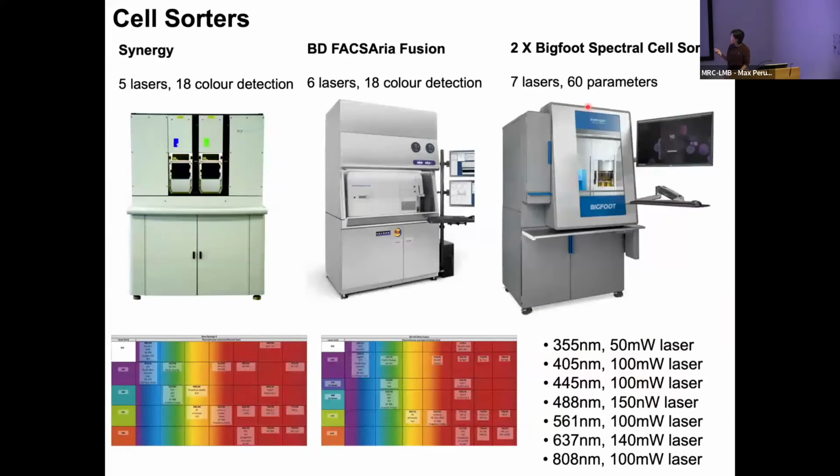We have 4 cell sorters. From the left is this older model, the Synergy, and in the middle is the BD FACSAria Fusion and 2 Bigfoot spectral cell sorters. They are all high-speed cell sorters. Again, you can find the specs under our webpage, or just come to talk to us about what you want to do. We can point you to which one to use.